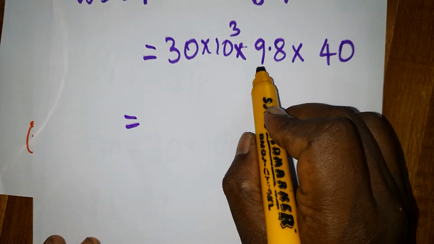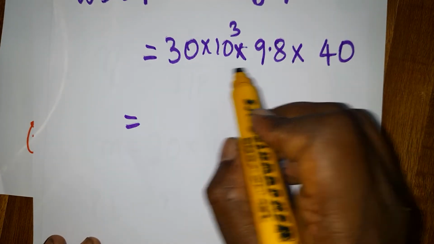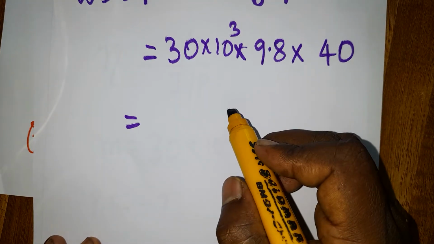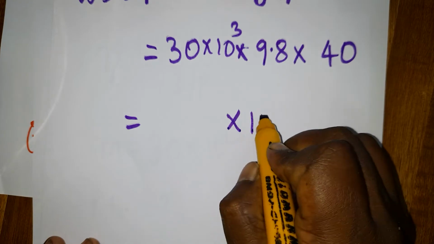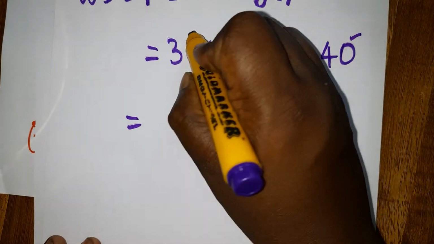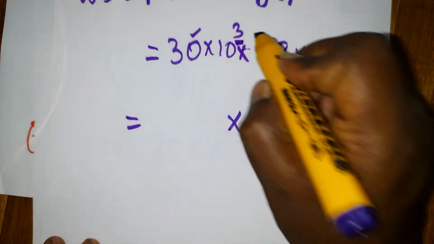If g is 10, then approximately 10 into 30 into 40, we will get 1200. Here we have taken 9.8, the accurate value only. Because of the two zeros, I increase the power by 2 here.